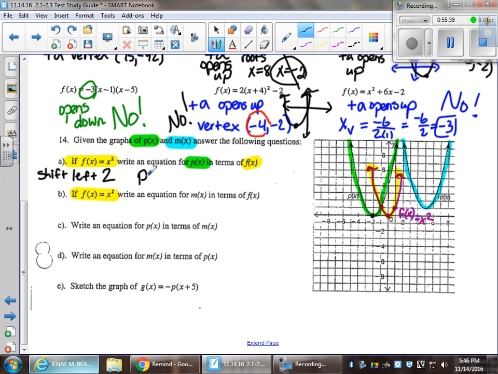So P of x equals, no change to a, just f of x minus, minus 2? No, plus 2, because we're shifting left. And we're done. If there was any kind of vertical shift, maybe I'd have a plus or a minus here, but notice it was just shifted left 2 and then nothing else happened. So we're done right there.